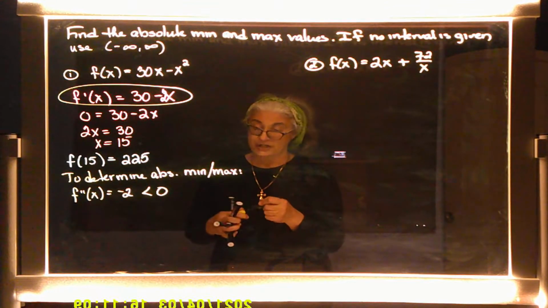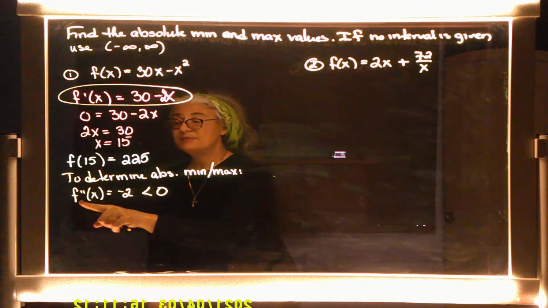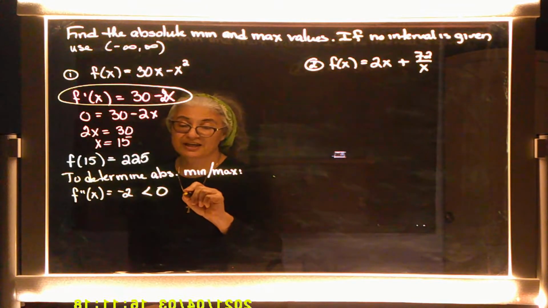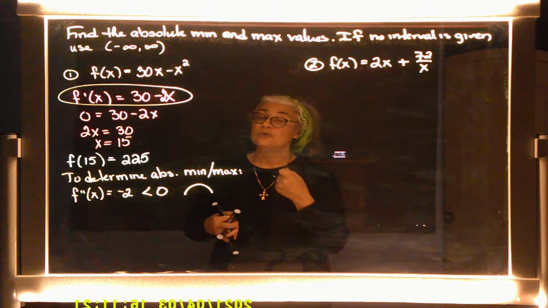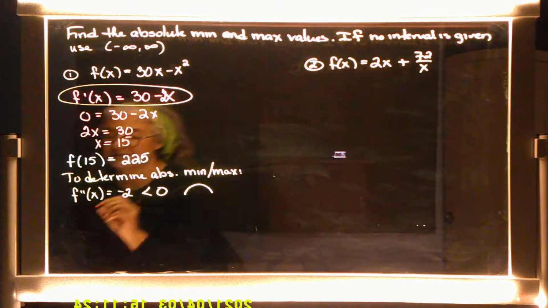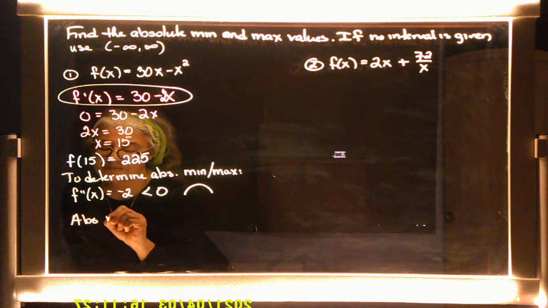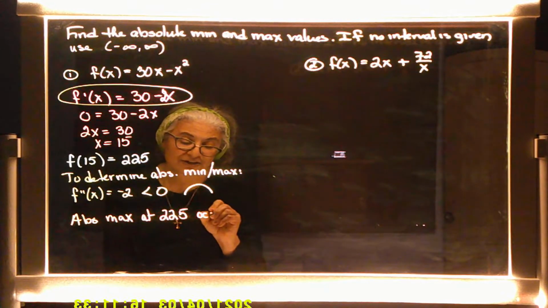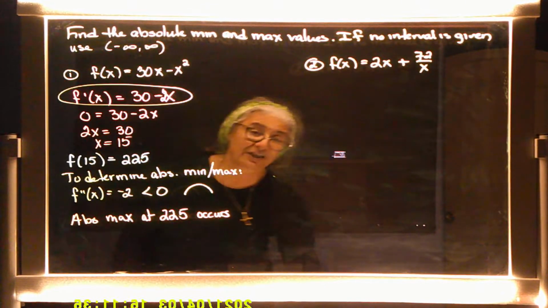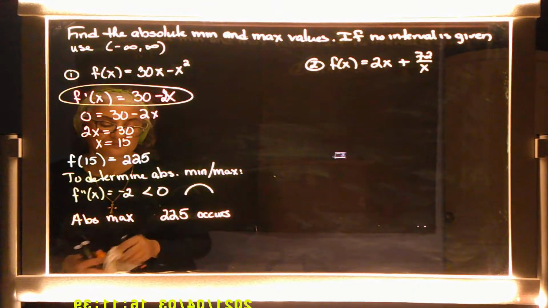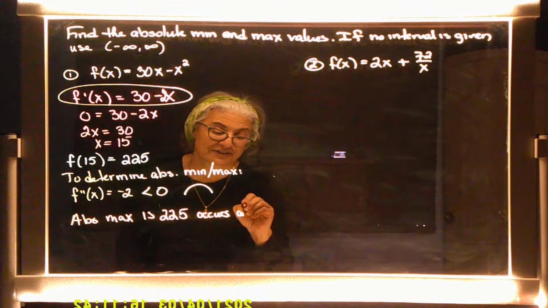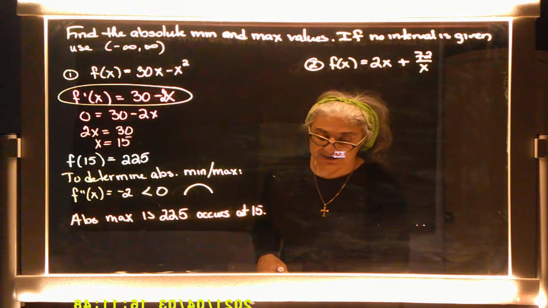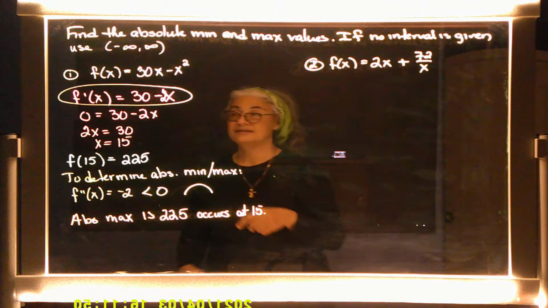It's a negative number. So remember, that means since my second derivative is less than 0, this is concaving which direction? This concaves down, which means we have an absolute max, good, at 225, and it occurs, I should say the absolute max is 225 and occurs at 15. Good? Okay, let's look at number 2.